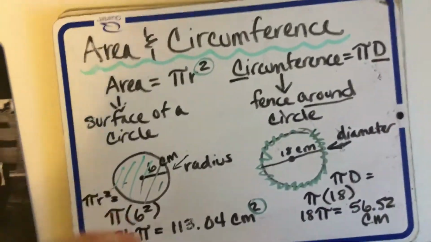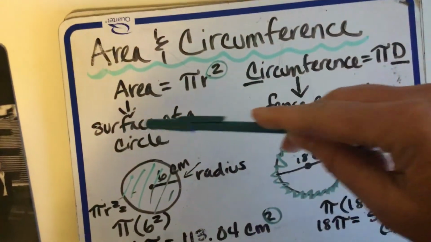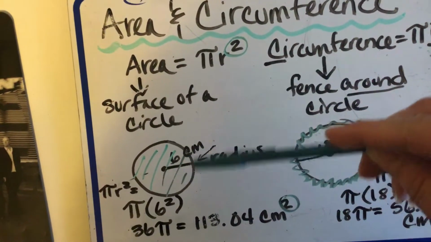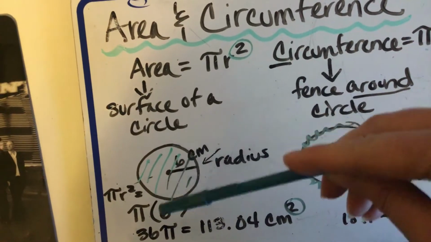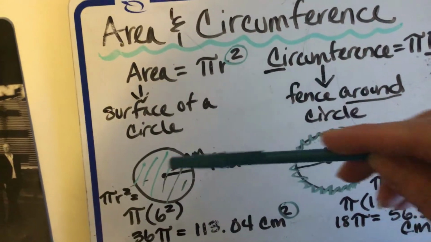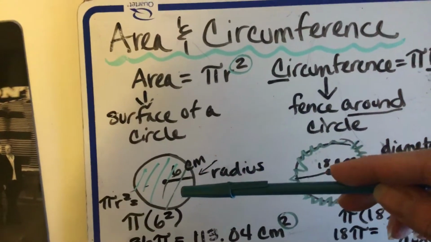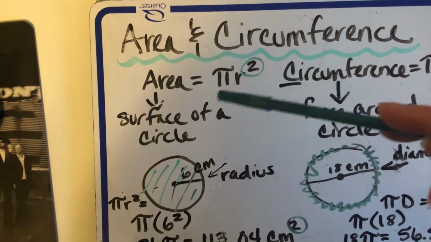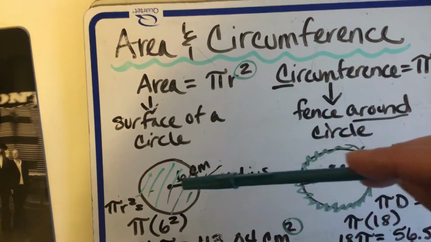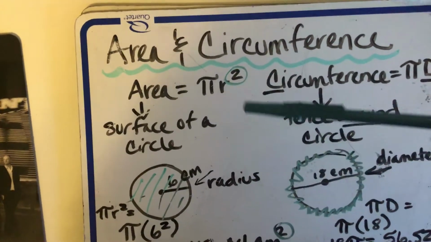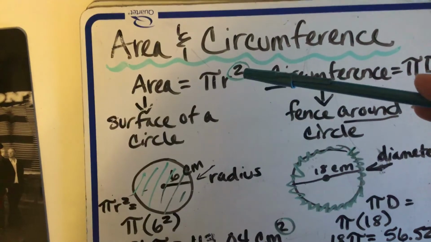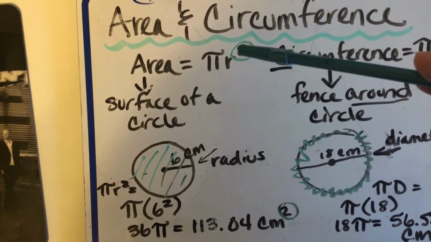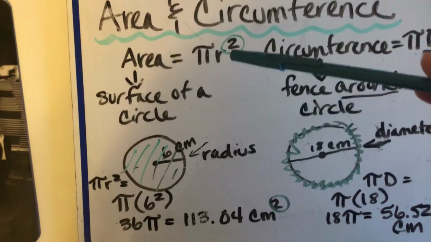Area is just another way of saying what's the measure of the surface of a circle. So if I have a circle and I wanted to know how much material I would need to cover this circle, or the surface of it, I would take what's called the area. The formula for area is pi, which is 3.14, times whatever our radius is squared. Squared means times itself. So that means if the radius was 3, then I would say 3 times 3. It does not mean 3 times 2.